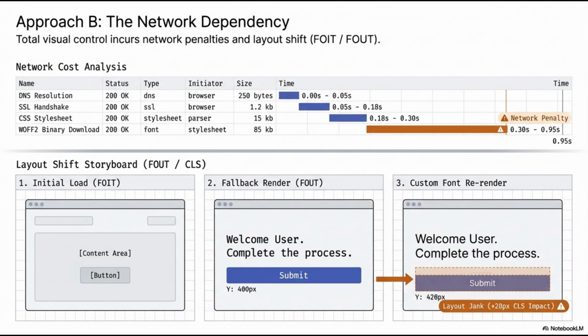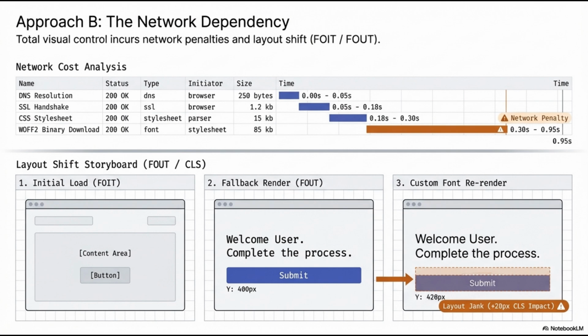So the trade-off is stark. A system font stack gives you instant, zero-shift rendering at the cost of cross-platform consistency. Google Fonts give you total visual control at the cost of network latency and potential layout shifts. And this leads directly to the ultimate developer pitfall when they discover Google Fonts, the candy store effect.